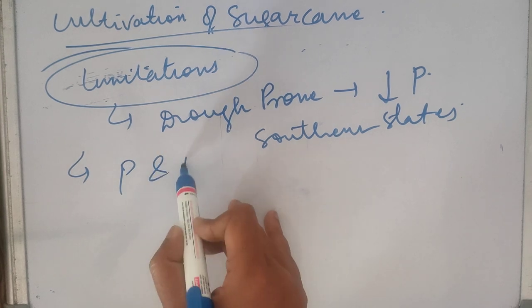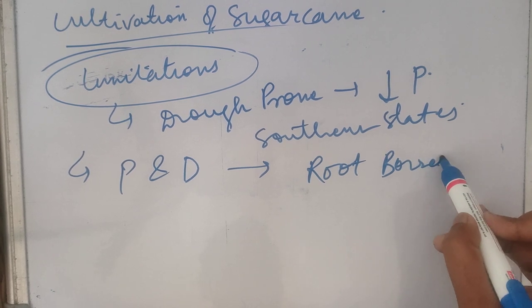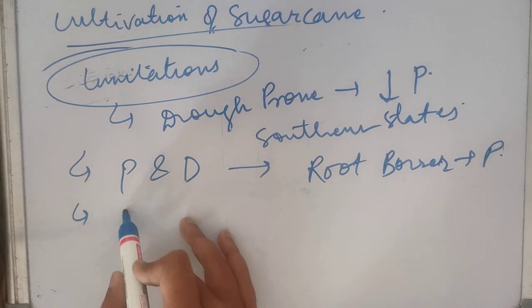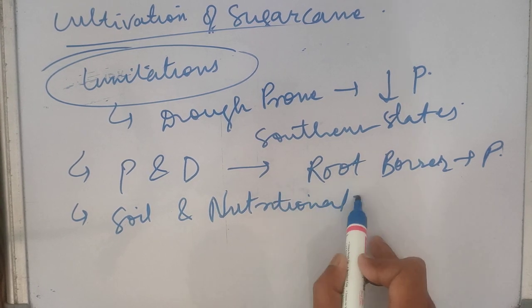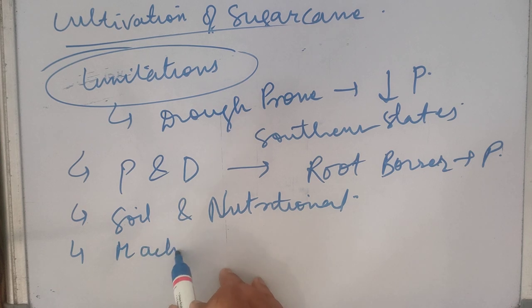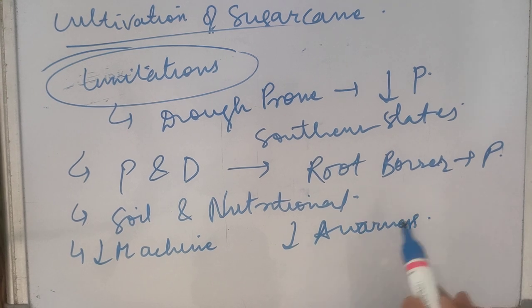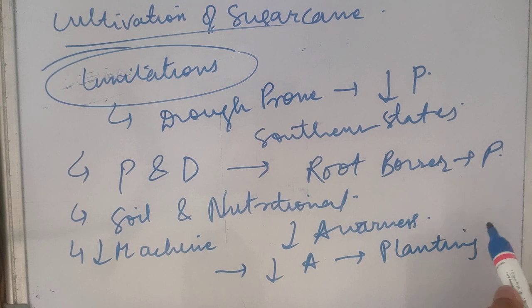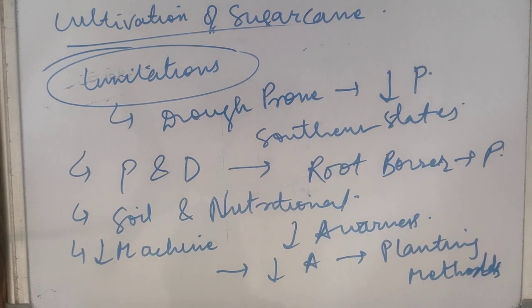There is incidence of pests and diseases, such as root borer, which was seen in Punjab. There are many soil-related and nutritional issues. There is low machine mechanization and low awareness among farmers about planting methods, how sugarcane should be planted nicely and by good methods. So these are the limitations on cultivation of sugarcane.